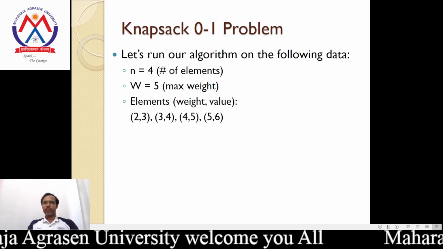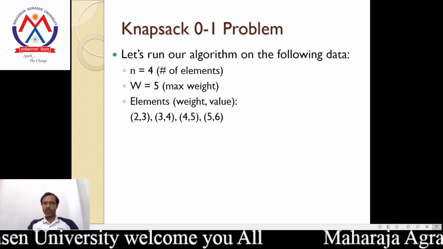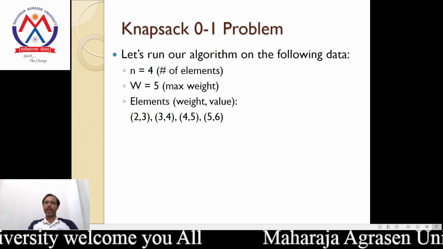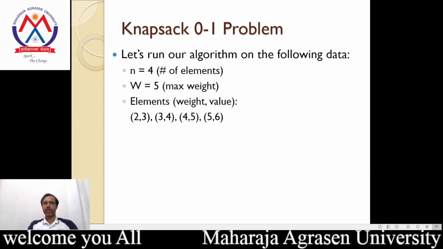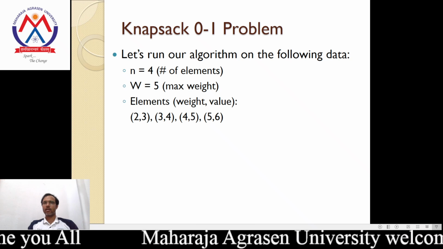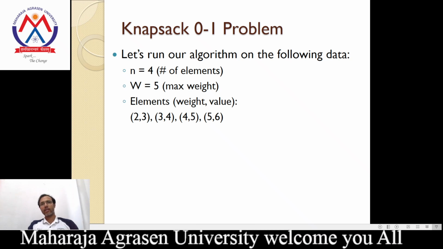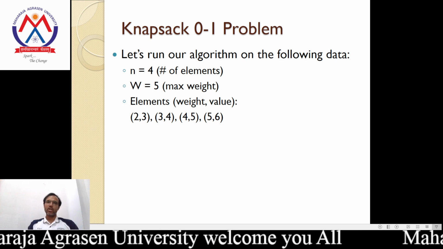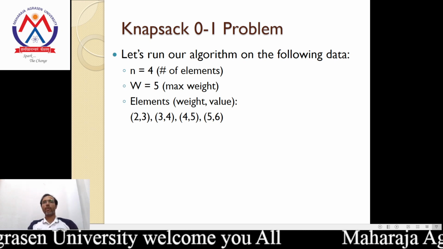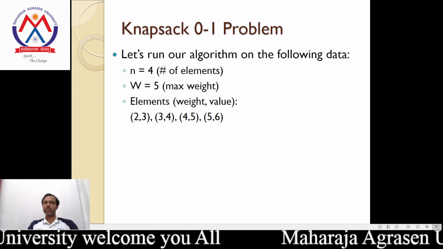From the algorithm, we collect some of the data, that is n equal to 4. We are considering 4 elements. Okay. Now we have considered the first element, second, third and fourth element. And according to those 4 elements, the weight of the knapsack is 5. The maximum weight is equal to 5.